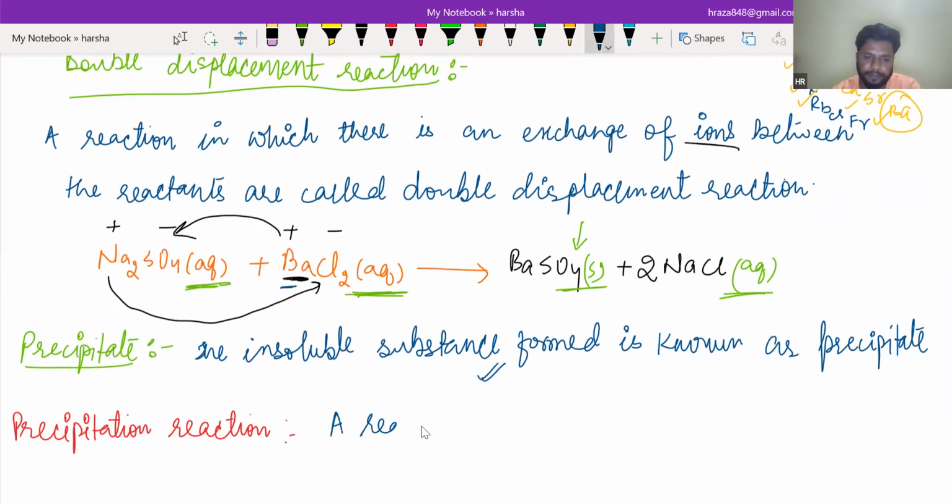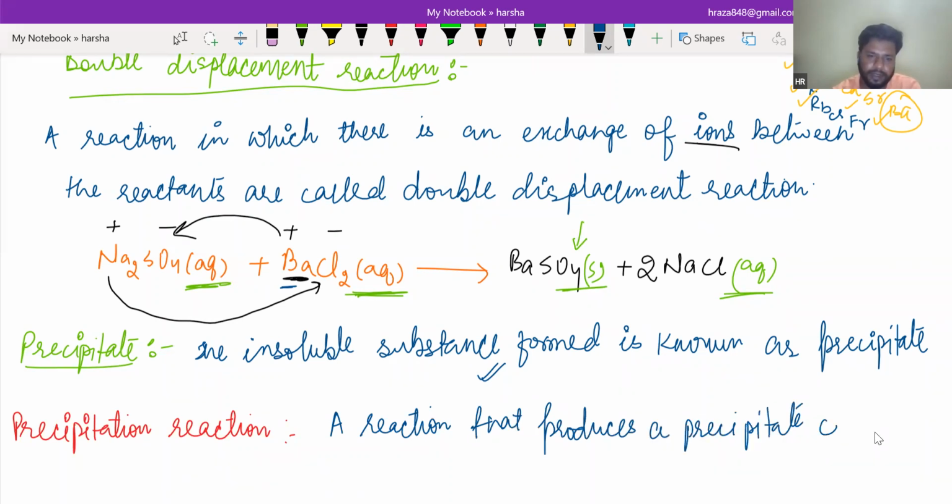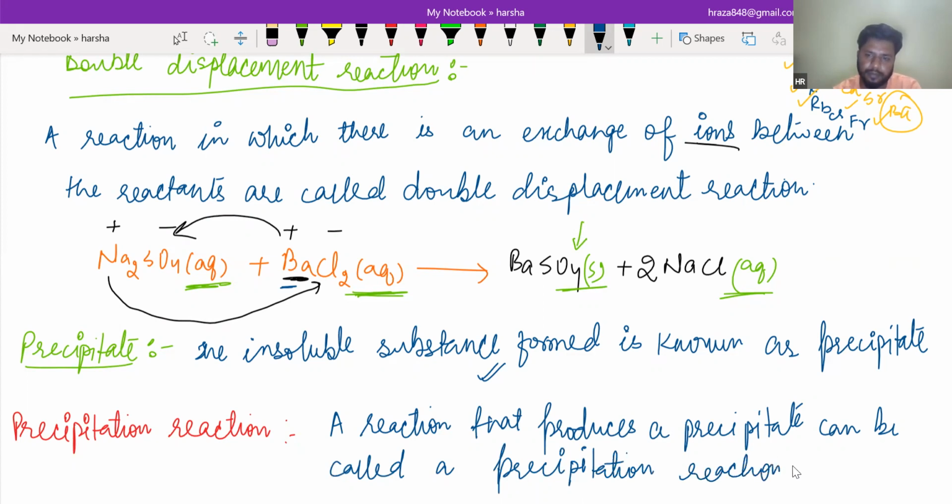So I'm going to write: a reaction that produces a precipitate can be called a precipitation reaction. Okay, so please write it and let me know. I will again explain it, and then we will move to the next part of this chapter.